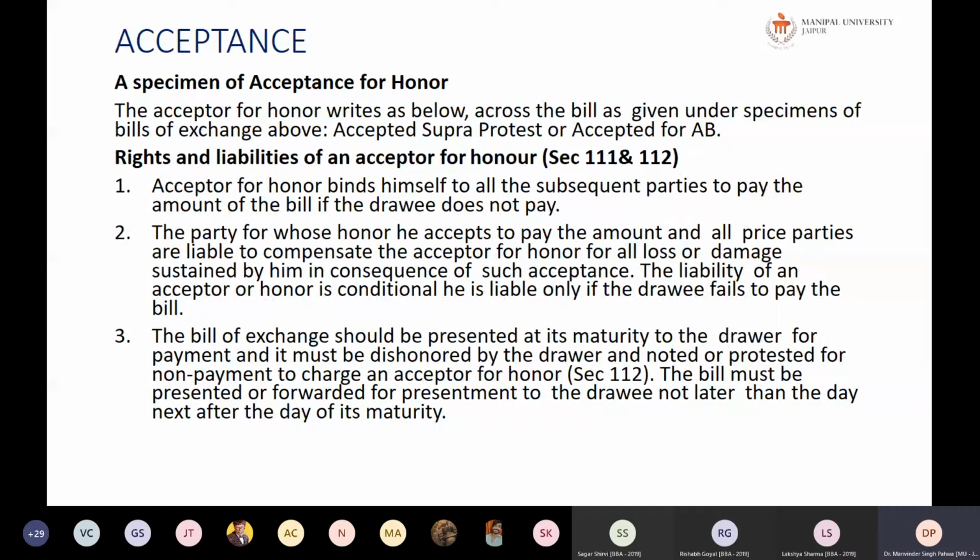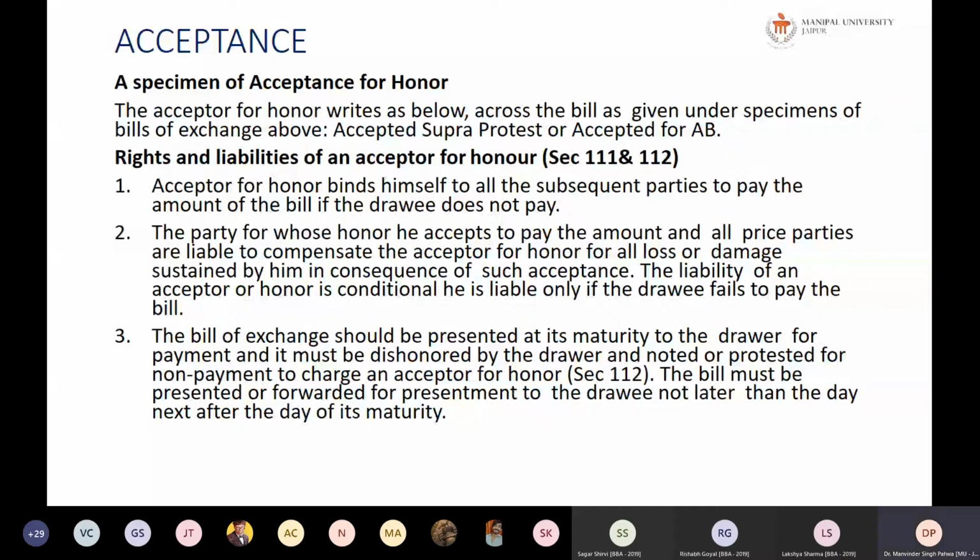So there are certain rights and liabilities of the acceptor for honor. First, the acceptor for honor binds himself to all the subsequent parties to pay the amount of the bill if the drawee does not pay. As it is a bill of exchange, it may have some long validity. And it is accepted for honor by a person before the maturity. So to whatever extent the bill is being transferred before maturity, this holder is liable to pay each and every person the required amount.